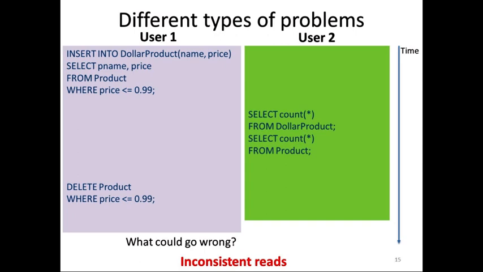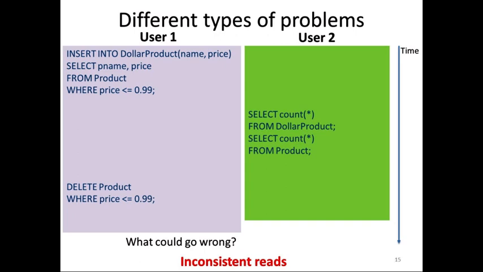And let's say somehow that the total number of products is fixed. There is a constraint, for instance, a rule in the database saying that we have exactly 1,000 products. So in the purple transaction here, we do this moving of products from the product table into the dollar product table in 2 steps. And in between, there are the steps of this green transaction, which simply wants to know how many products we have in total. So for that, it will get, first of all, the count of records from the dollar product, and then the count of records from the product table, and do the sum of the two.